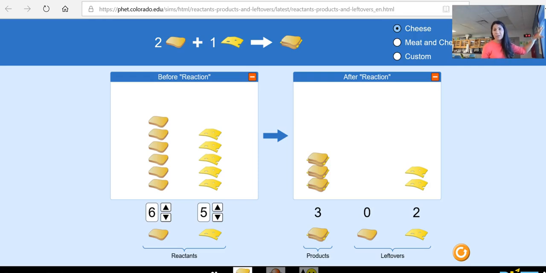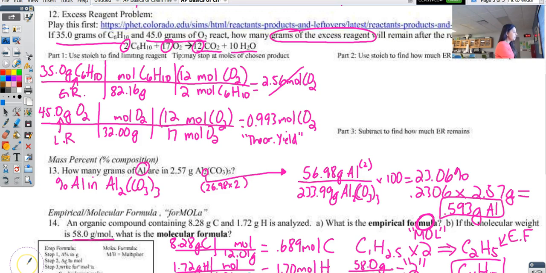That's how much I started with, but that's not how much is in excess. So what I need to do is figure out how many pieces of cheese I actually used to make the sandwiches, and then do a subtraction, okay? There are a couple of different ways that I can do this.